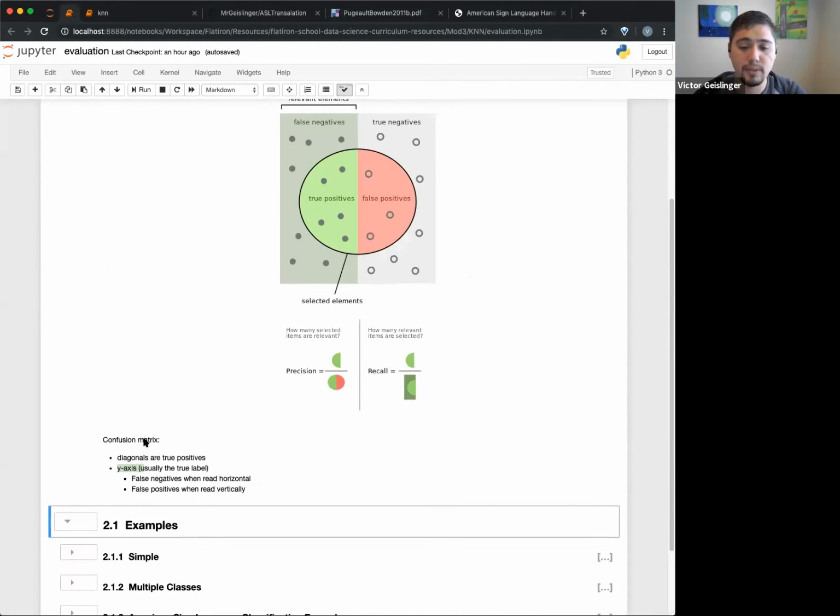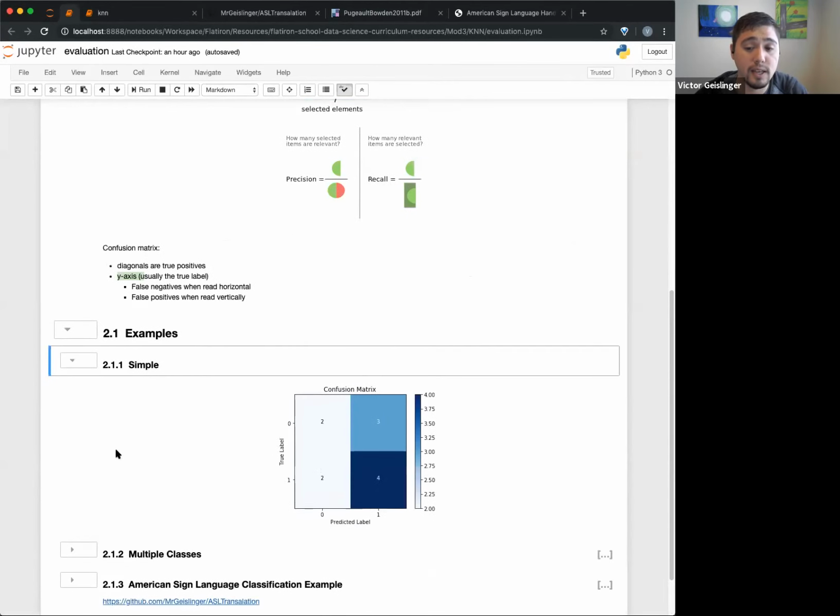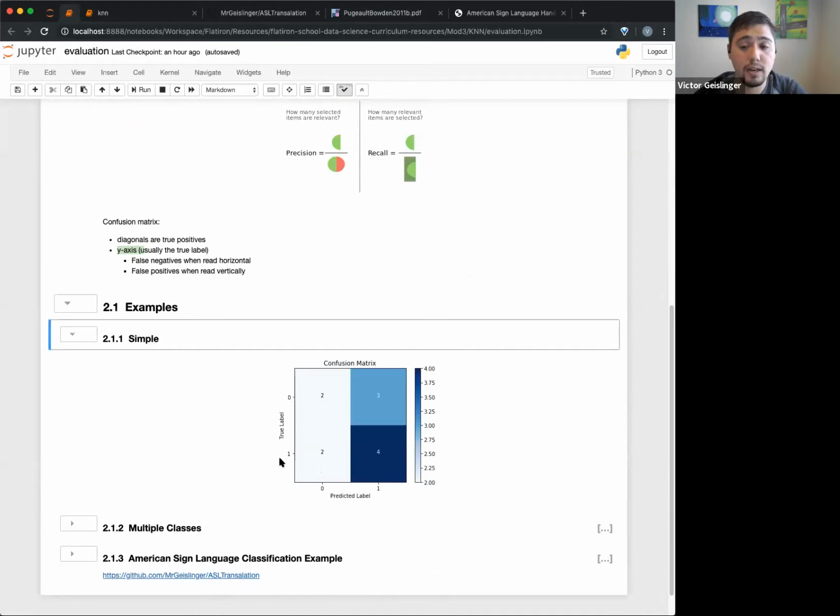Okay, so here's a couple examples from the curriculum. The simple one is just two classifications. You either have a true or a false one right here. So this is the actual label, and this is the predicted label. The actual label was 0. There were a total of 5 that were actually labeled as 0, and it predicted 2 of them correctly as 0. But 3 of them, even though they were supposed to be 0, were predicted to be 1. Okay, and same thing right here. So this is a very simple one. This is from the curriculum that shows you how to make this.